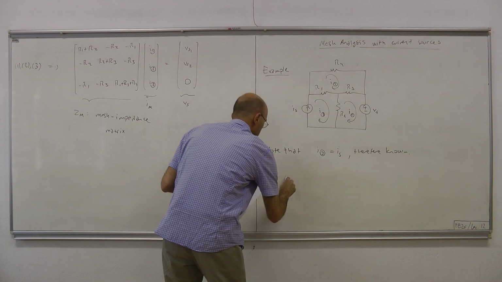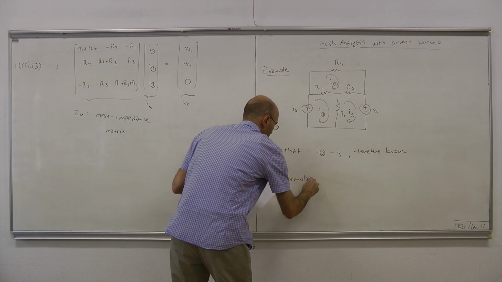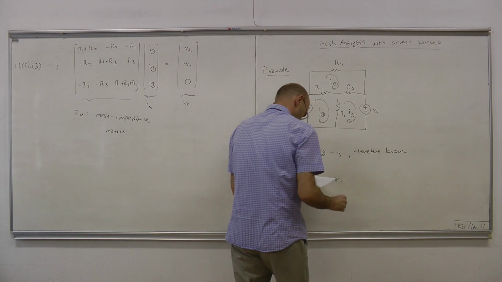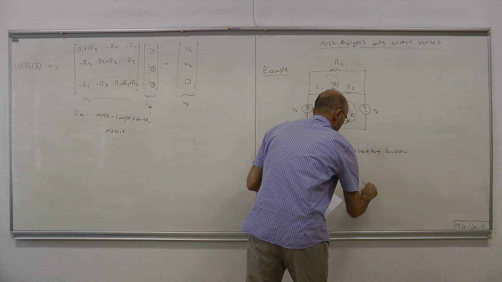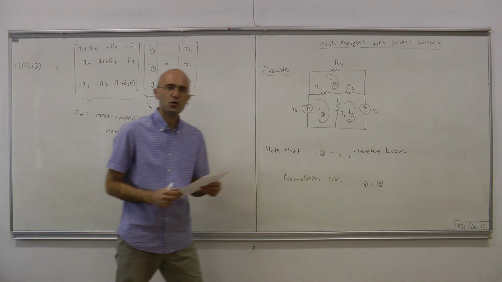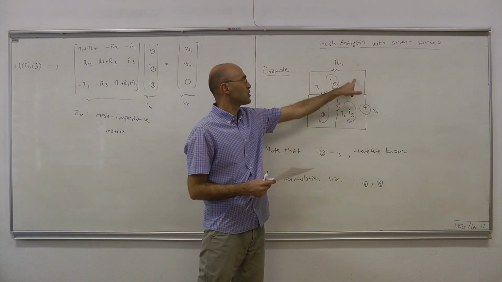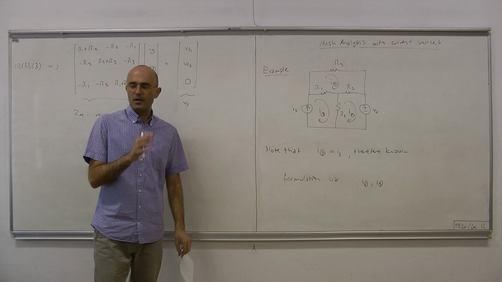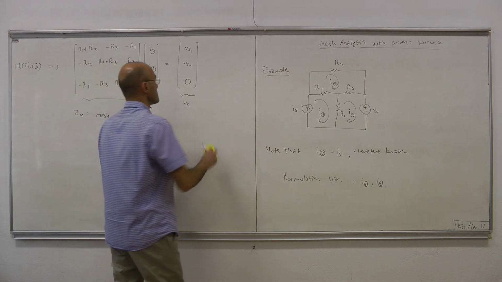Okay, that leaves us with two formulation variables or two unknowns, I1 and I2. So let's quickly write KVL at mesh 1 and mesh 2, put them in matrix form, and then we will move on to a little bit more complicated example.